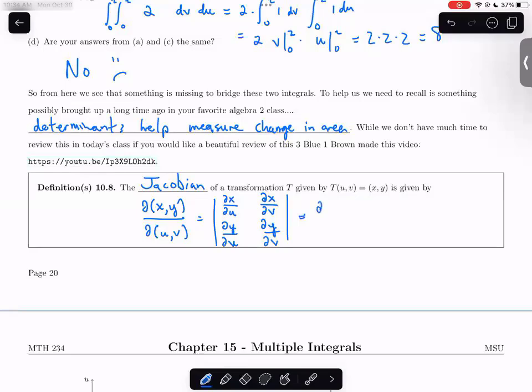Of course, we know how to calculate 2x2 determinants. So partial of x with respect to u times the partial of y with respect to v minus the partial derivative of x with respect to v times the partial derivative of y with respect to u. So again, just this cross multiplication, subtracting the other diagonal.